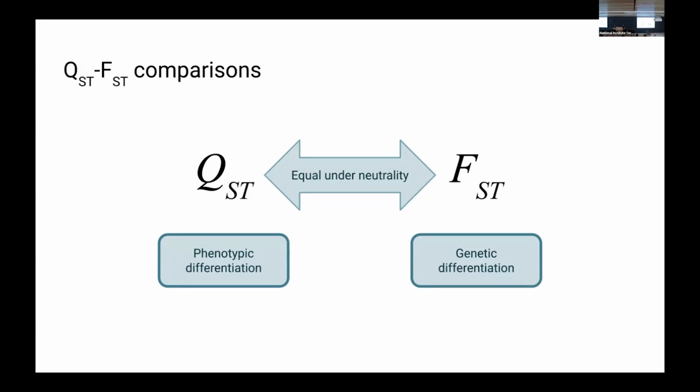In the past 30 years, this has been a very popular framework in common garden studies. If QST is much larger than FST, then that is consistent with selection driving phenotypes among populations apart. If QST is much smaller than FST, that is consistent with stabilizing selection on traits with a shared optimum value.